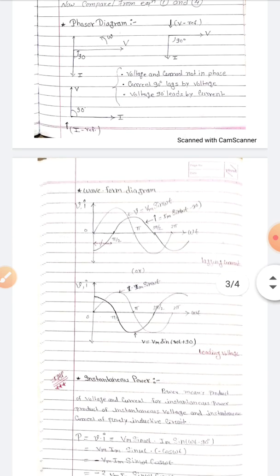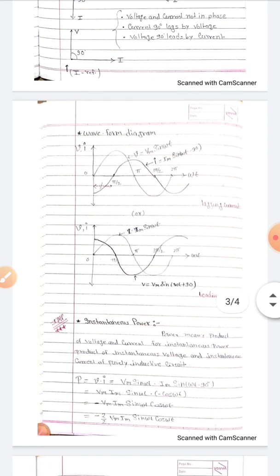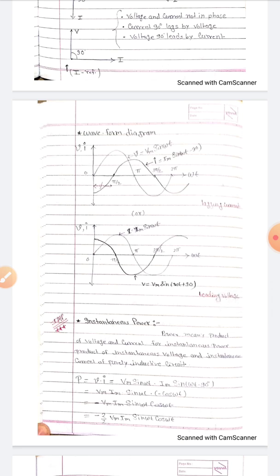In the waveform diagram, you can see the applied voltage and current. The first waveform diagram shows V = Vm sin ωt as the reference voltage, and I has a 90-degree lagging nature of current. In waveform diagram 2, I = Im sin ωt is the reference current, and V = Vm sin(ωt + 90) is leading.